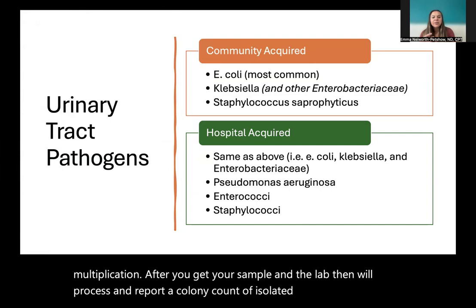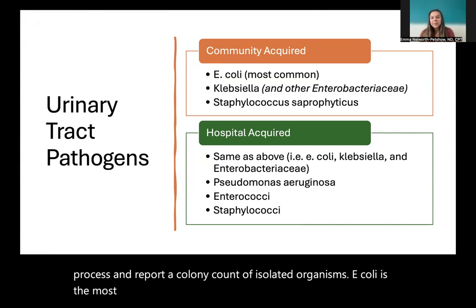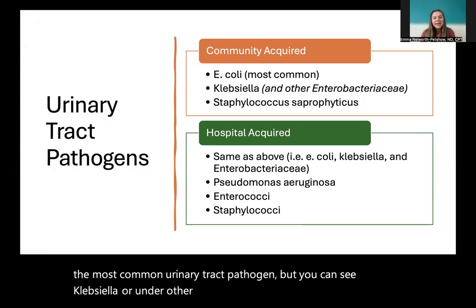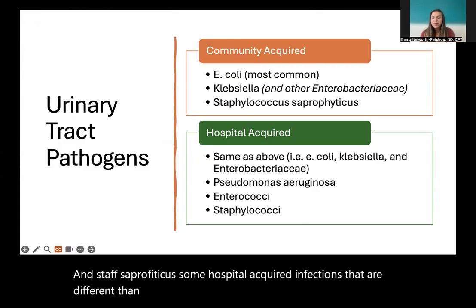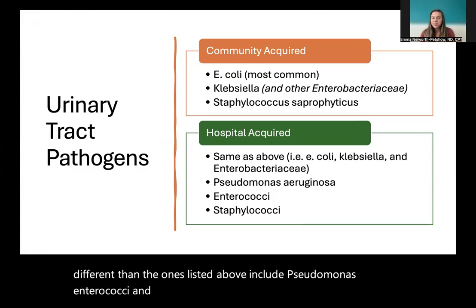E. coli is the most common urinary tract pathogen, but you can see Klebsiella or other Enterobacteriaceae or even Staph saprophyticus. Some hospital-acquired infections that are different than the ones listed above include Pseudomonas, Enterococci, and Staphylococci species.